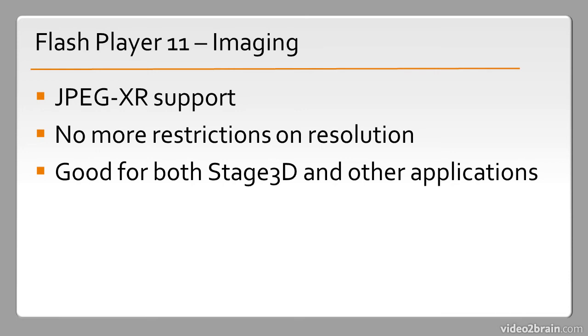JPEG XR is often used for textures in the case of 3D material, and you never know how big you might need an image to come in for, let's say, constructing a 3D world. So this allows us to bring in images of any resolution.